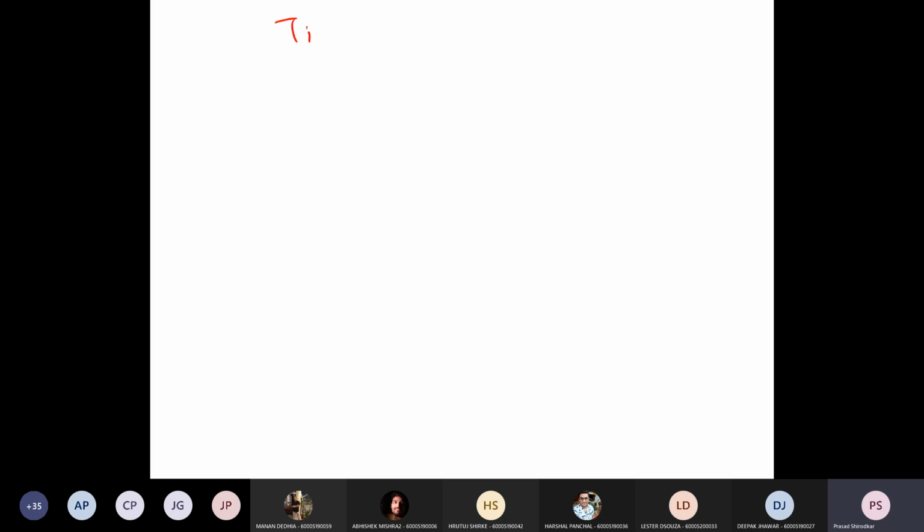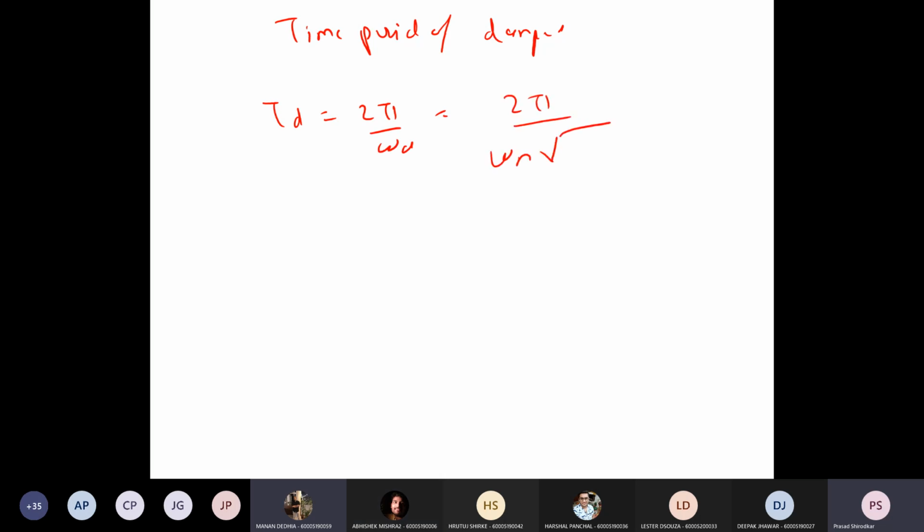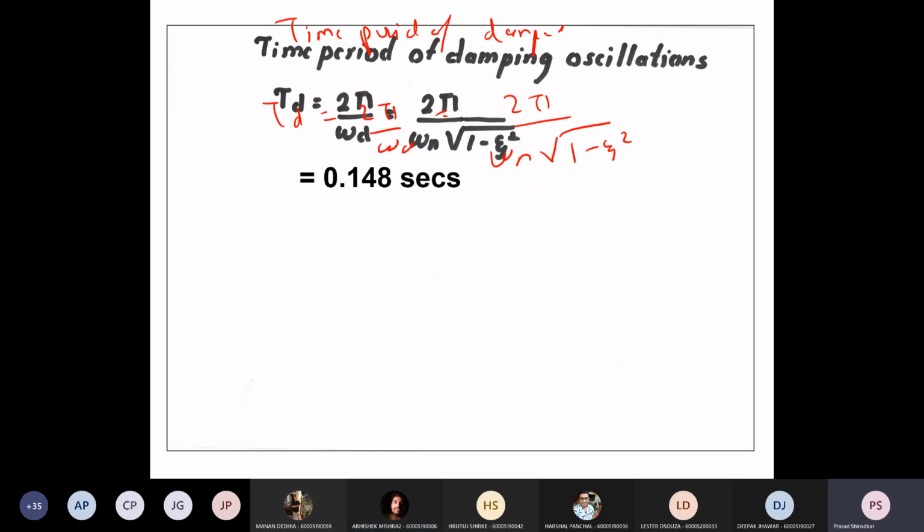Time period. Time period of damped oscillation. So how to find out? So 2 pi by omega d. Omega d is not given, but you know omega n, you know zeta. So omega n into square root of 1 minus zeta square. So that comes out to be 0.148 second. All right.